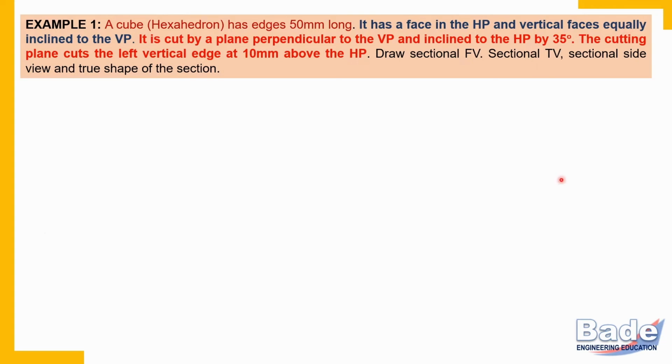Vertical faces. Now listen, vertical faces appear as lines in the top view. If a surface is vertical, it appears as a line in the top view. So these 4 vertical faces we must draw equally inclined to VP, means equally inclined to XY line, that is at 45 degrees. So how to draw true shape of base with all edges equally inclined to XY line?